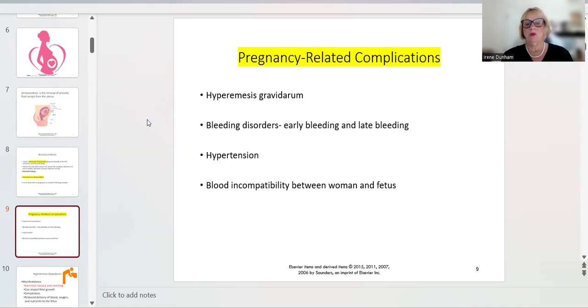Okay. Now we're going to talk about bleeding disorders: early bleeding, which is your miscarriages, and late bleeding, which is your placenta previas and abruptios. We'll talk about those. Hypertension, we're going to get to with preeclampsia, eclampsia, and then your blood incompatibility. Okay. All right. Anybody have a question?